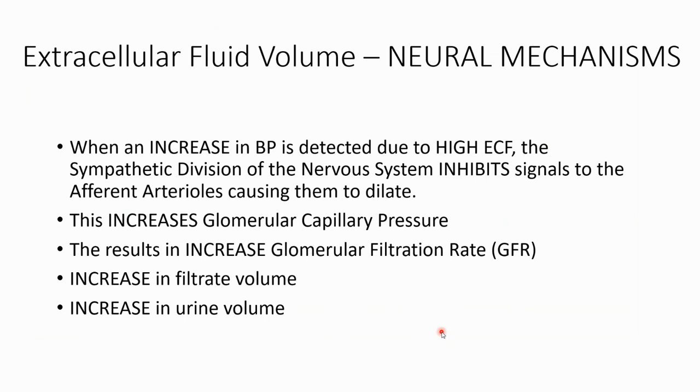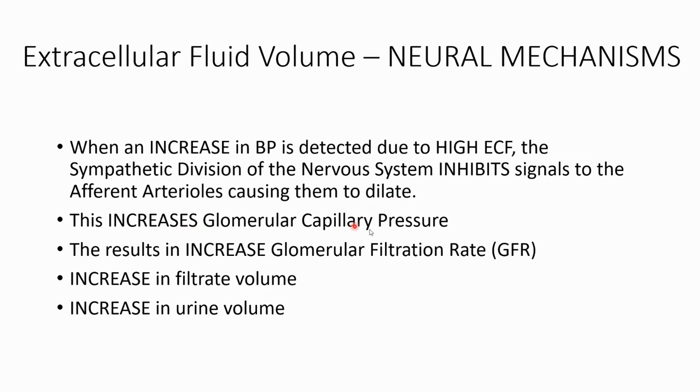Now, your neural mechanisms. When an increase in blood pressure is detected due to high extracellular fluid, which means high blood pressure, the sympathetic division of the nervous system is going to inhibit signals to those afferent arterioles, causing them to dilate. Those afferent arterioles, remember, are going into the glomerulus of the nephron. So the blood pressure is too high, so we're trying to decrease the volume of blood going into that glomerulus, the blood pressure. So we're going to dilate them.